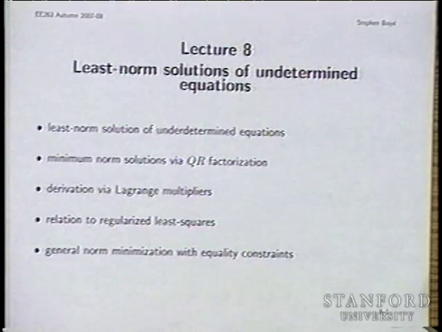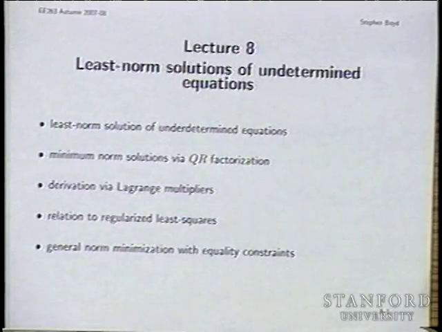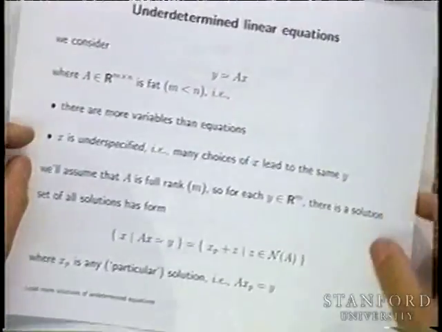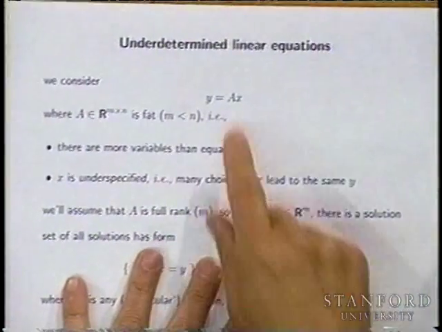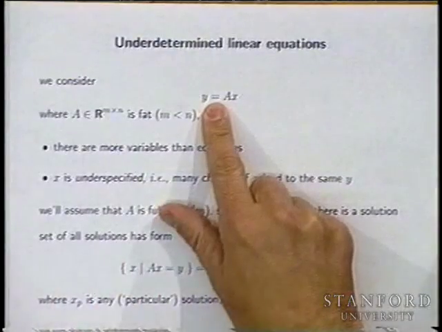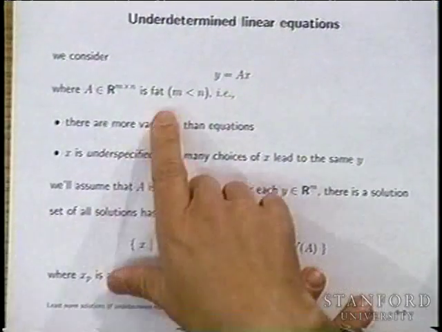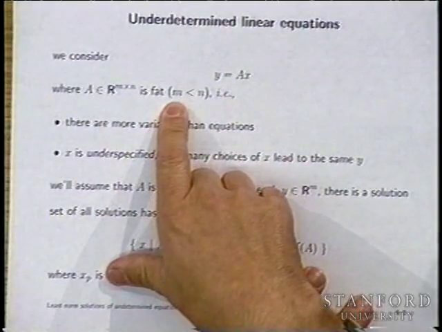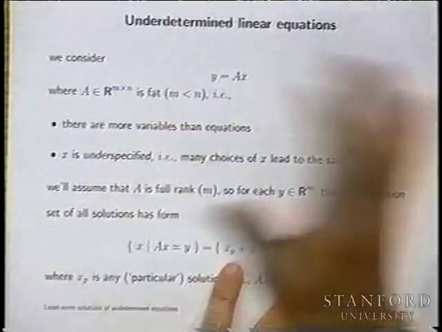The dual of that, or a dual of that, is going to be least norm solutions of underdetermined equations, because we've so far been looking at overdetermined equations. And we'll see what this is. This is actually pretty straightforward stuff. So now we're going to take y equals Ax, but A is fat now. That means m, you've got fewer equations than you have variables. That's right, so you have more variables than equations.